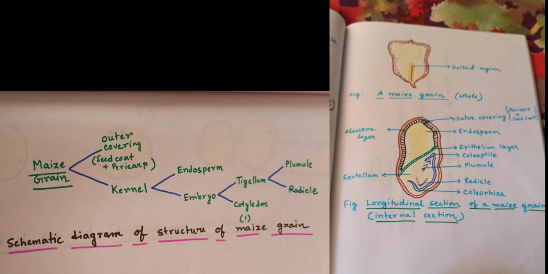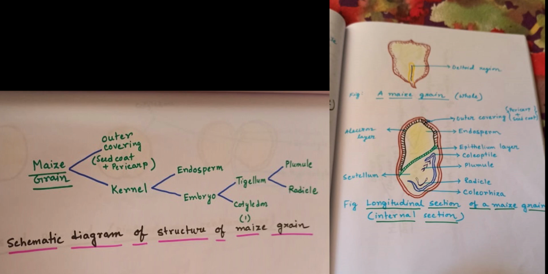And the maize seed is composed of outer covering and kernel. In the outer covering, the seed coat and fruit coat or pericarp are fused in maize seed. That is why it is called a grain. So there is no different seed coat or fruit coat like in dicot seed. That is the exclusive feature of the monocot seed, that those two coats are fused to form a single outer covering. And what is the function of this covering? This covering just protects the seed from environmental hazards.